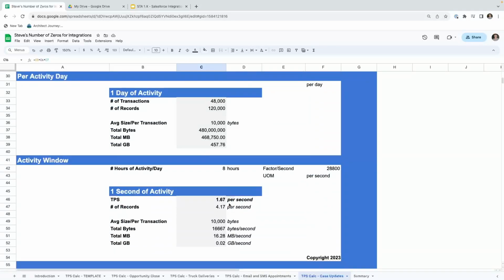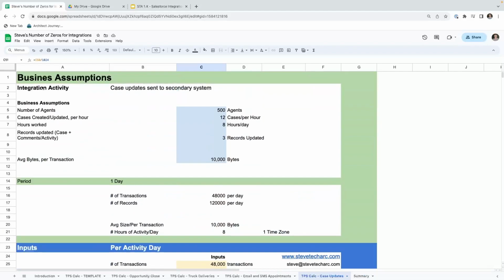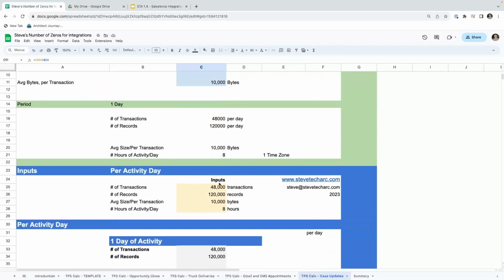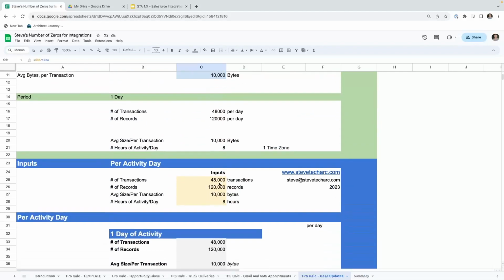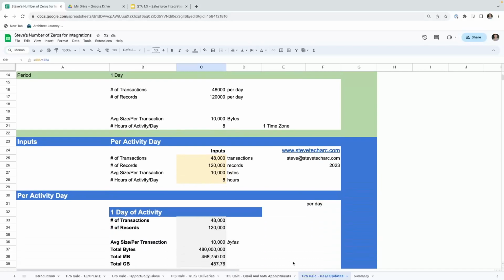And now we're looking at a TPS of 1.67. Only 4 records per second, and low bytes. You see we're looking at approximately 16 megs a second. This is another high activity, low number of bytes per second flow. These are ways in which you can take business assumptions in the green and do the conversion into the blue for your TPS and bytes per second transaction.